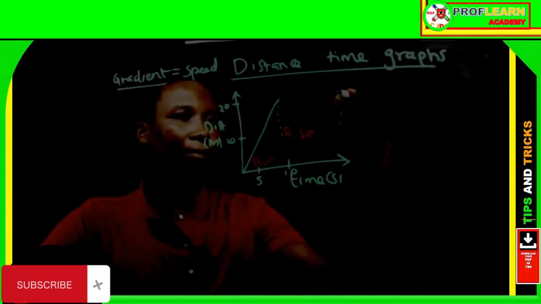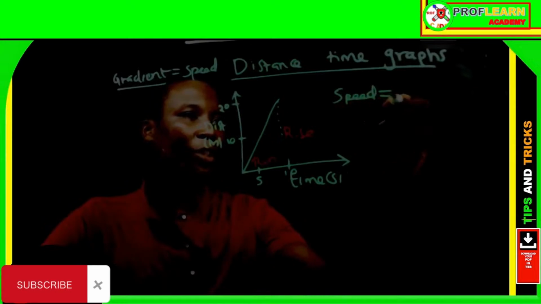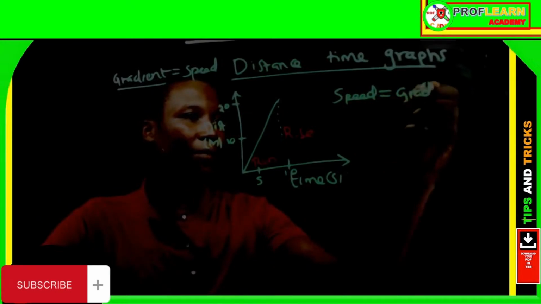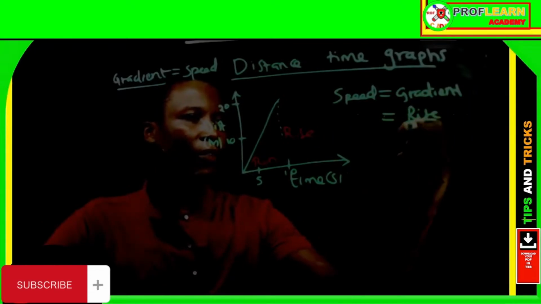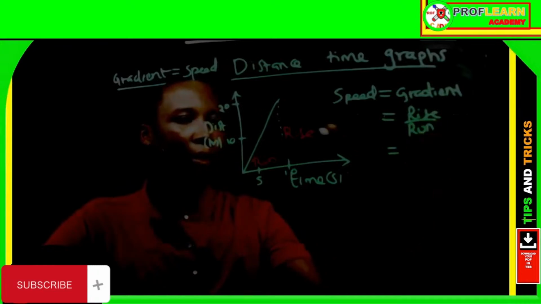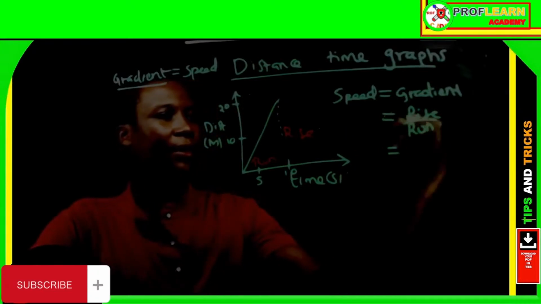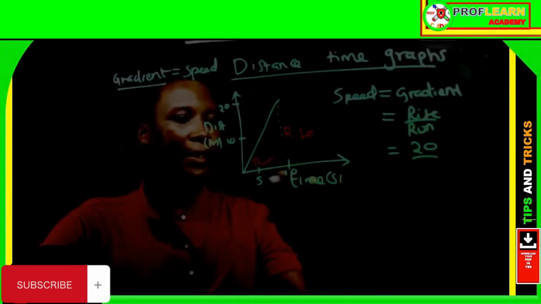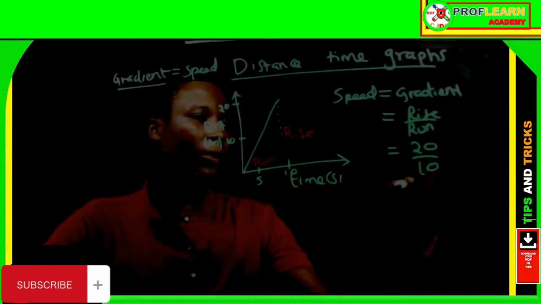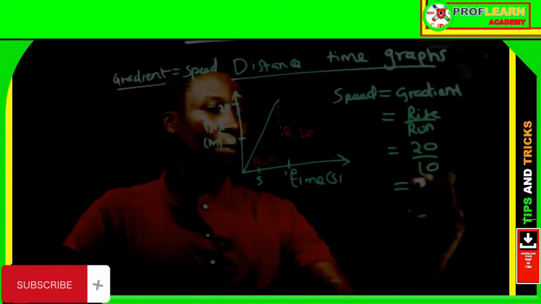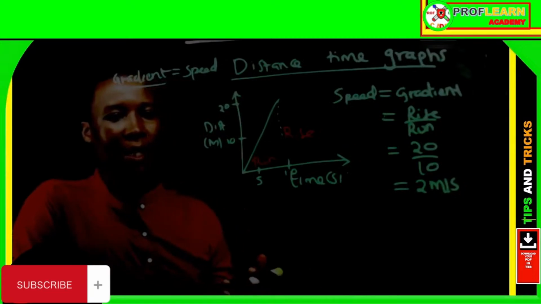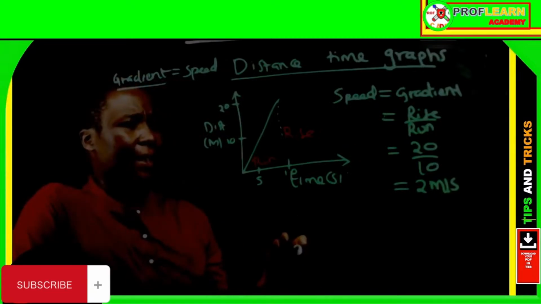So our speed of the object is going to be equal to the gradient, and this is going to be rise over run. Our rise is 20, you can see it is 20 here, divided by the run, which is 10. So the speed at which this object was moving is 2 meters per second. Why do we use this gradient to imply speed?